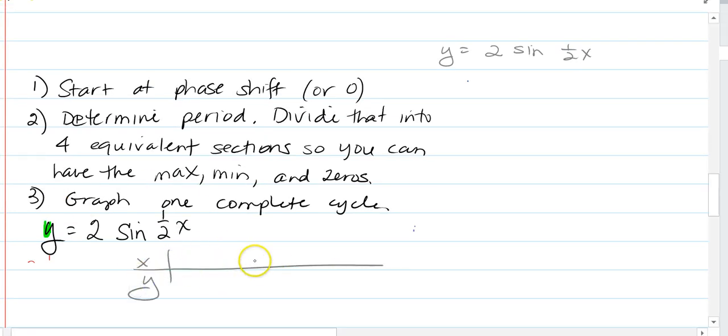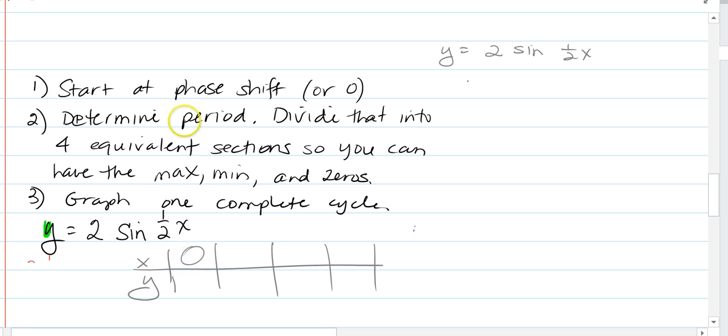I probably should have put that in the directions, but you'll see. All right, start at your phase shift or 0. And I know you're saying, what? Well, there is no phase shift here, right? There's no x minus 2 or x minus pi over 6. So my phase shift is non-existent, therefore my first x will be 0.